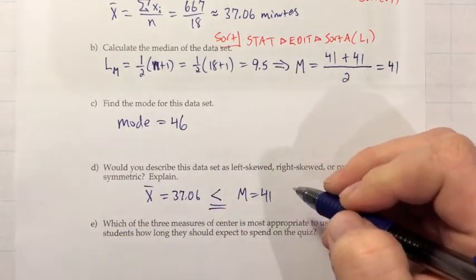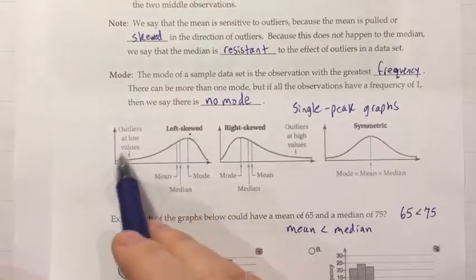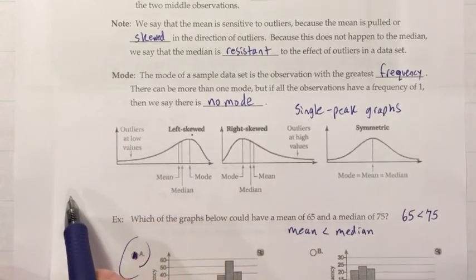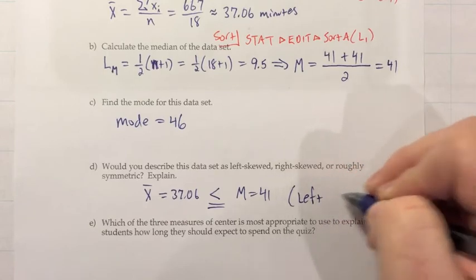And again, let's bring that up. If the mean is smaller or to the left of the median, that's because of outliers on the left pulling or skewing the mean in that direction. And so we'd say that this is left skewed.